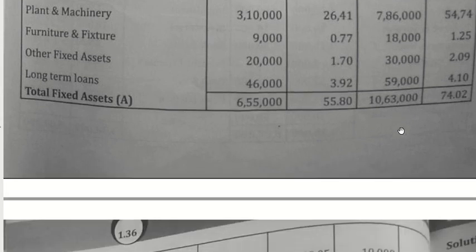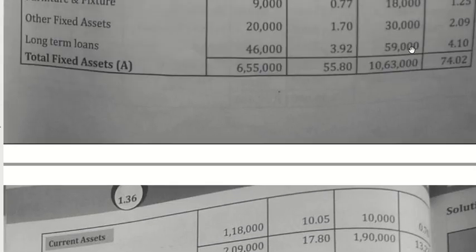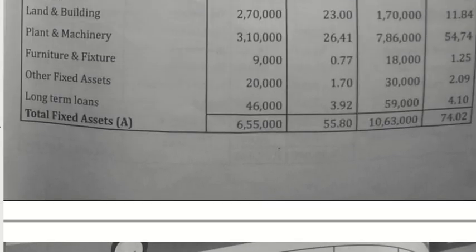Furniture and fixtures, 9,000 divided by 11 lakh 74,000 into 100, you get 0.77. 18,000 divided by 14 lakh 36,000, you get 1.25. So everything is just divided by the total, that's all.